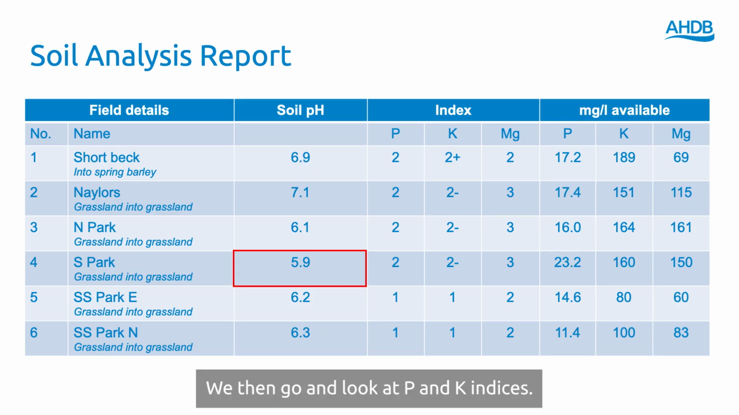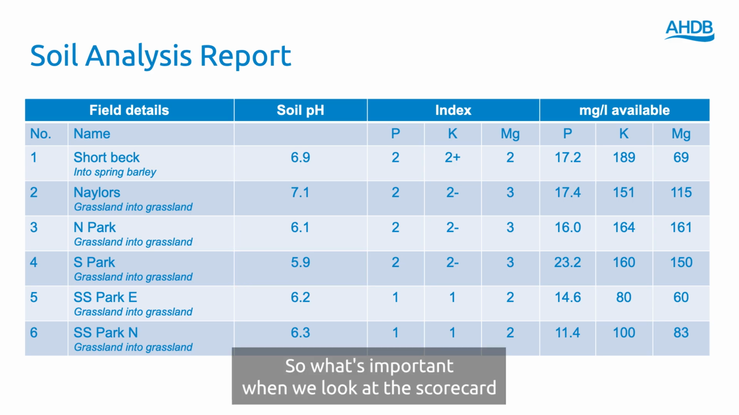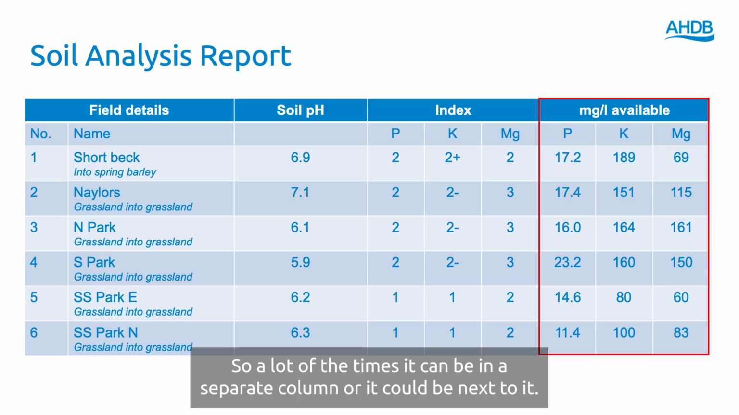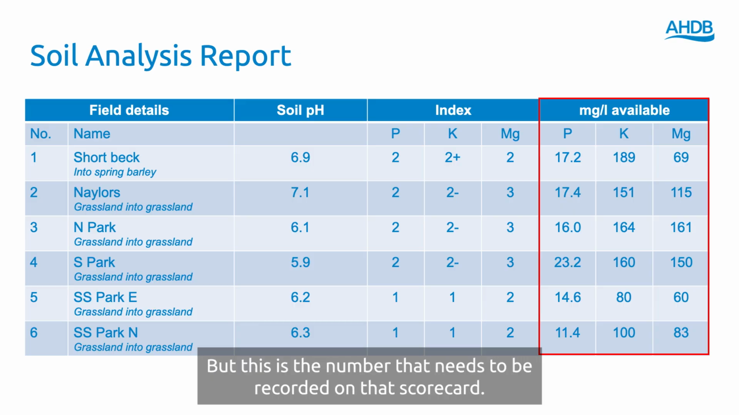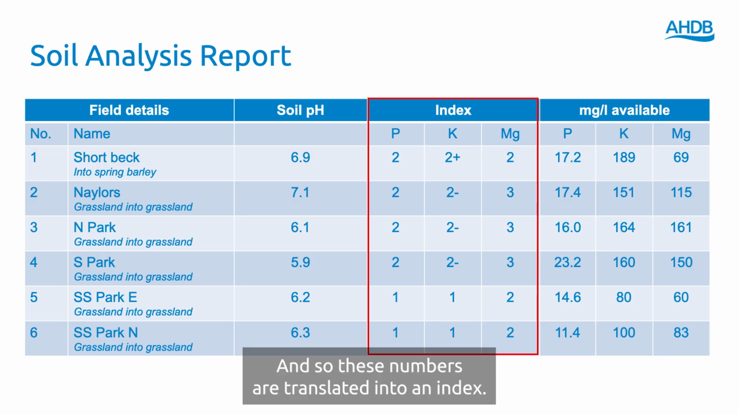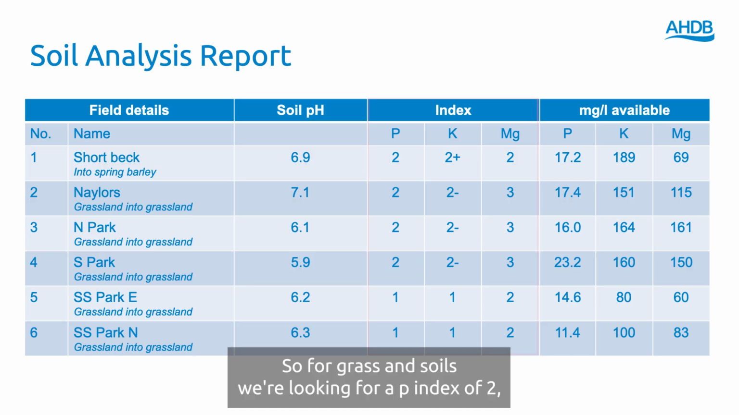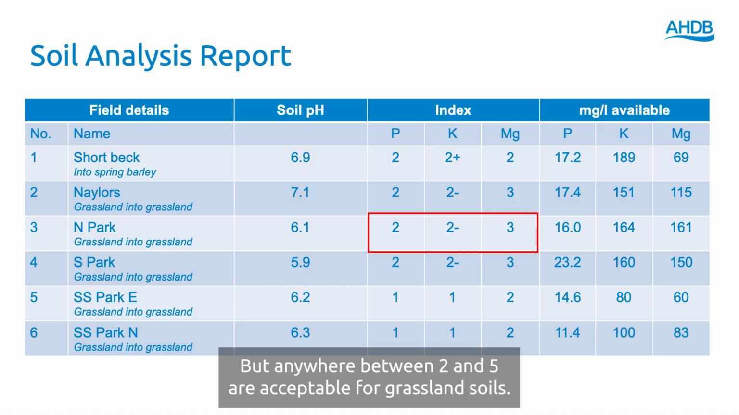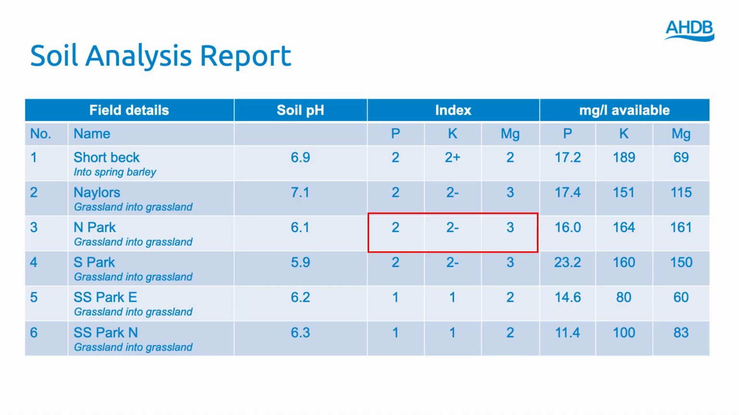We then look at P and K indices. What's important when we look at the scorecard is that they want this milligrams per litre number. A lot of the time it can be in a separate column or next to it, but this is the number that needs to be recorded on that scorecard. These numbers are translated into an index. For grassland soils we're looking for a P index of 2, a K index of 2 minus, and a Mg index of 2, but anywhere between 2 and 5 is acceptable for grassland soils.